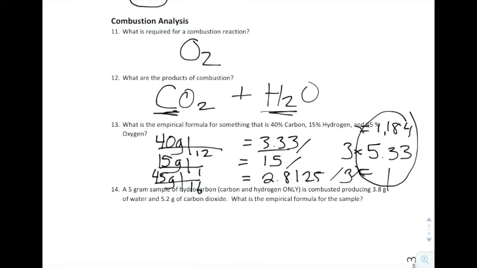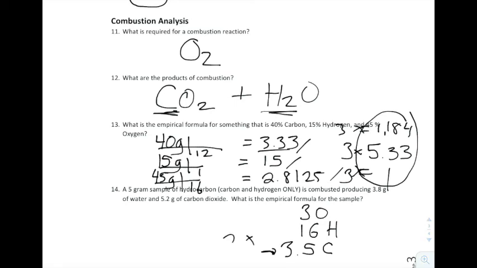So now I have 3 oxygens. I have 3 times 5.33, which is 16 hydrogens. And then finally, 3 times 1.184 gives me roughly 3.5 carbons. And I'm still at that point where carbon is not working for me. So what do I do to get carbon into a whole number? I'd have to multiply it by 2.